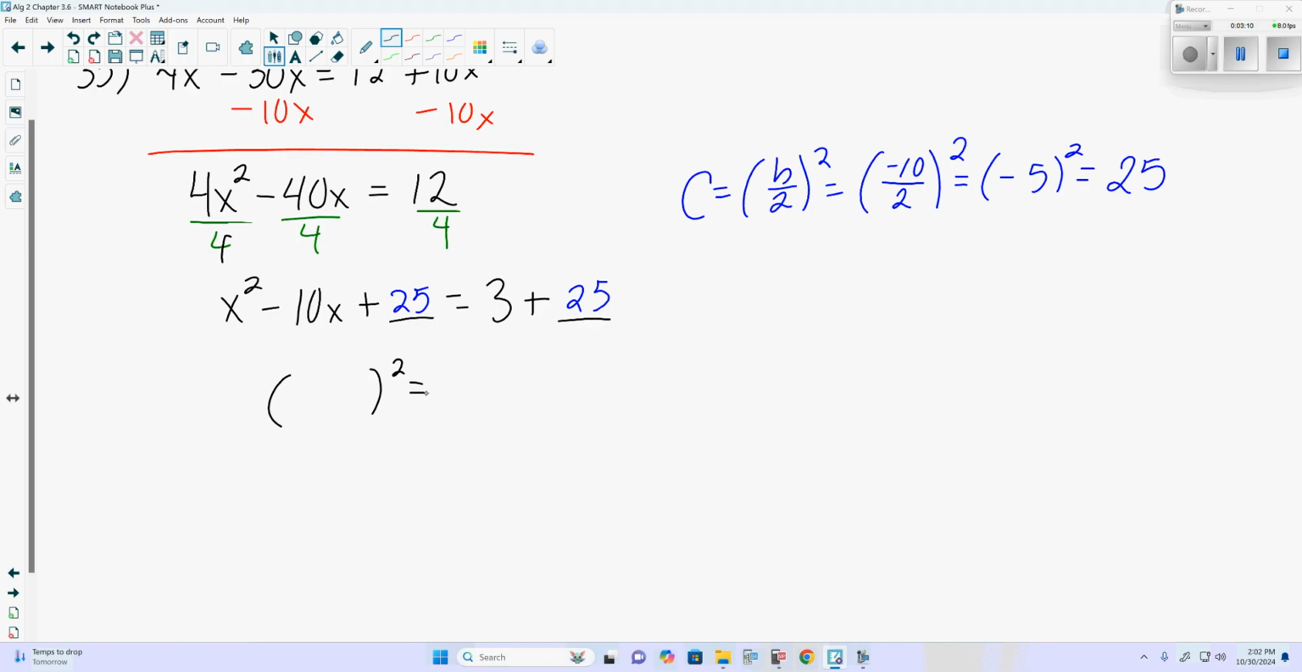Now we're going to factor and solve. When we factor our x squared minus 10x plus 25, we would have x inside the parentheses, and then the number inside the parentheses before we square it, which is negative 5. And 3 plus 25 is 28.